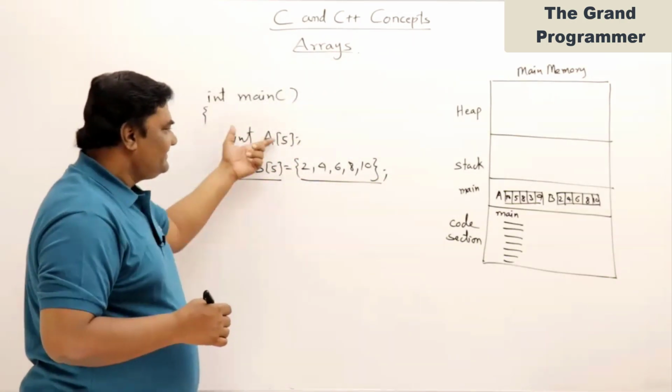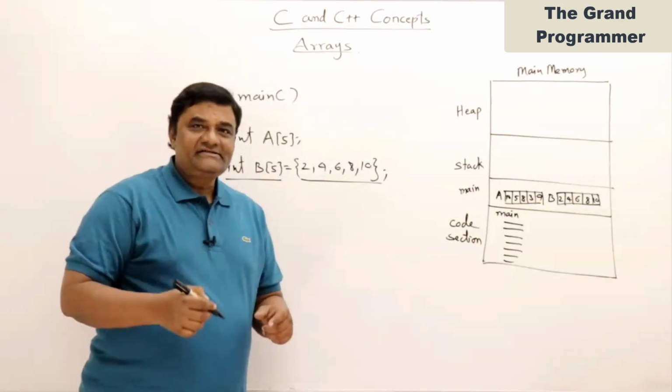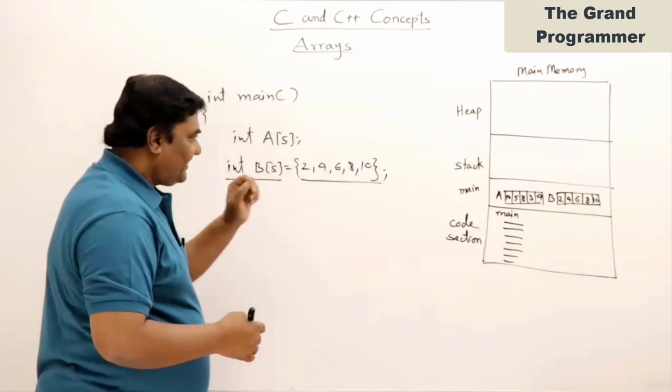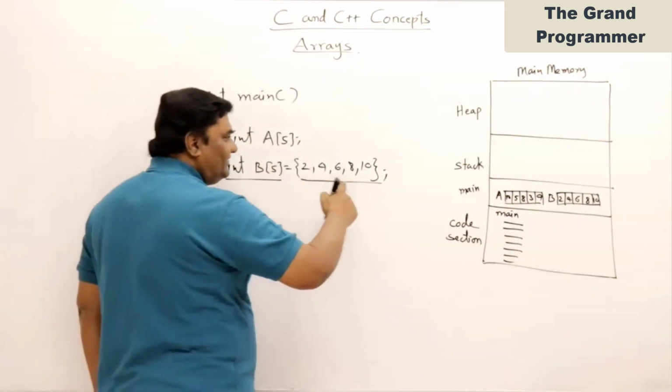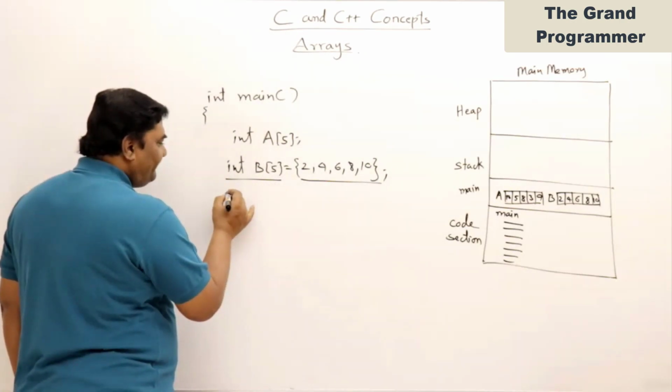Together I can do this. This is just declaration, and this is declaration as well as initialization. Now the next thing is how to access an array. For accessing an array, we can access all the elements one by one. Suppose I want to print all of them, then I can use a for loop.